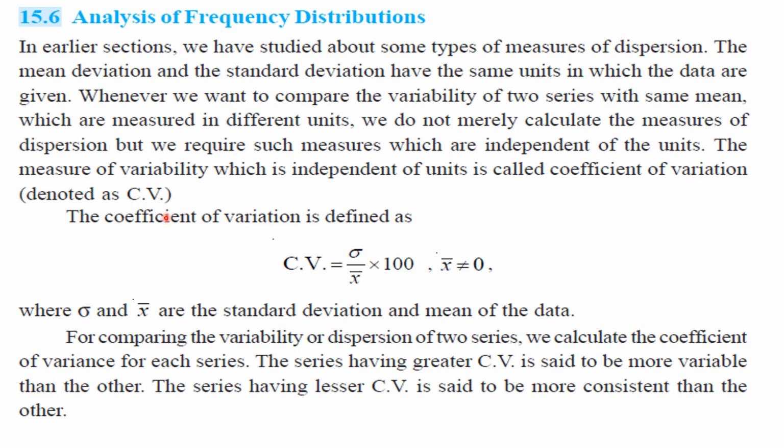Okay, my children. Now we define coefficient of variation. The coefficient of variation is defined as CV is equal to sigma by x bar into 100, x bar not equal to 0. Please remember this formula, my dear children. To calculate coefficient of variation of the given data, sigma by x bar into 100, where sigma and x bar are the standard deviation and mean of the data.